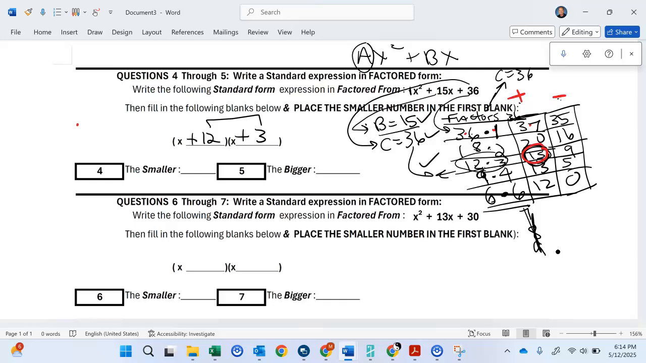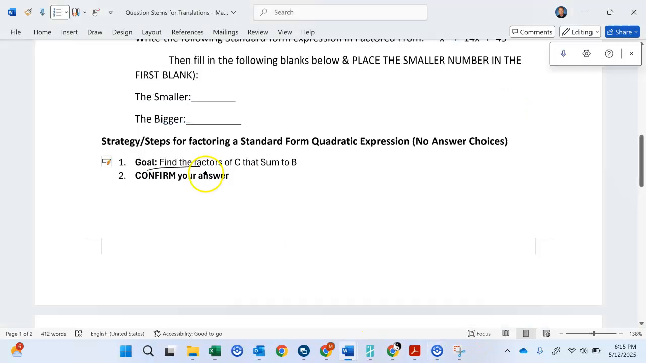So the next thing is, what is the answer to the question? Well, this is the factored form. So the smaller one is a 3. So we're going to put 3 as your answer for this. And this one is positive 12 or just 12. So put the bigger number there and the smaller number there when you enter your answers. Okay, so our goal was accomplished.